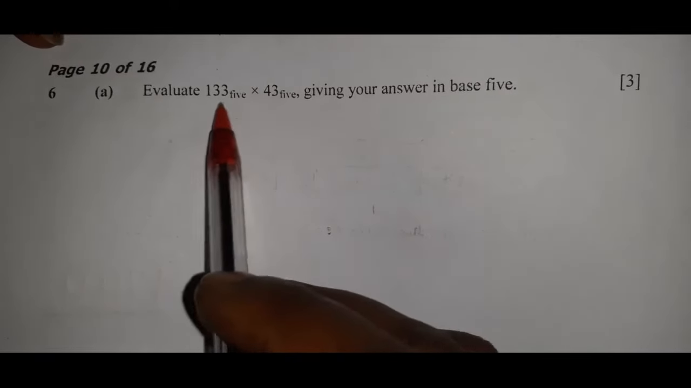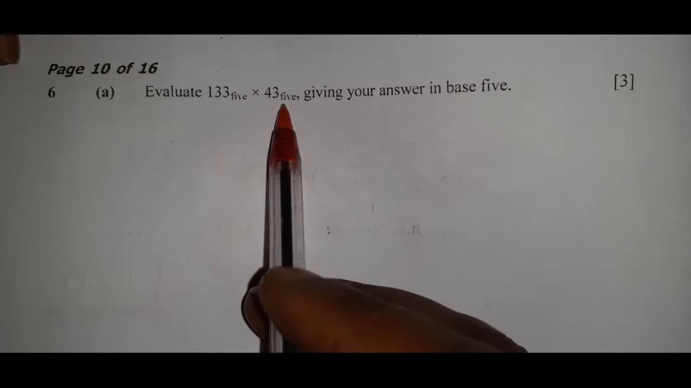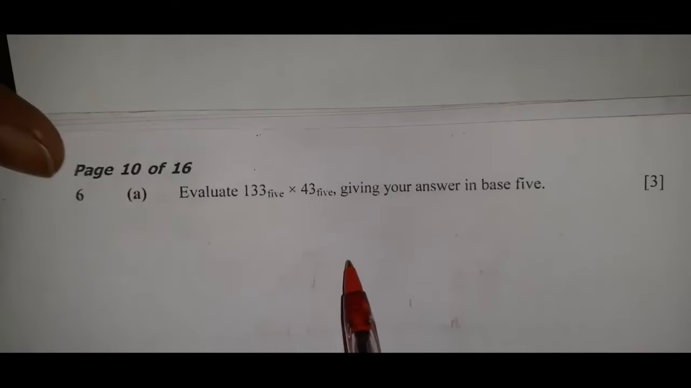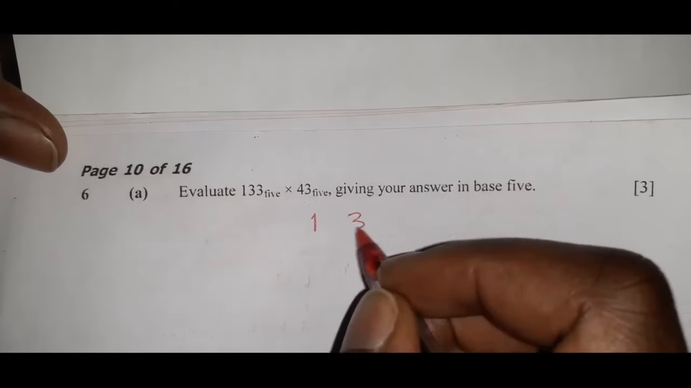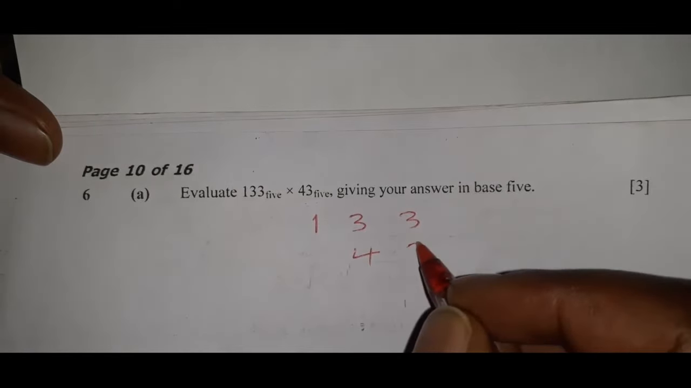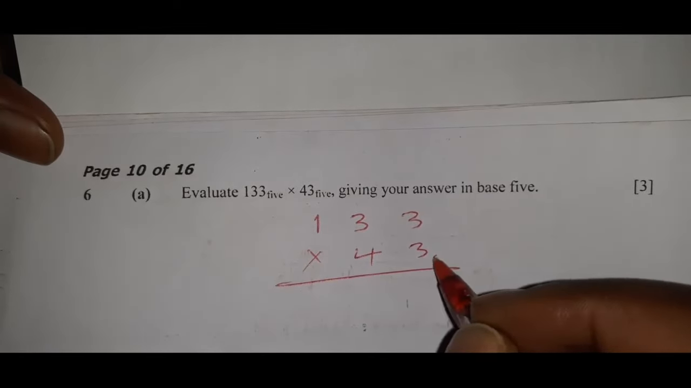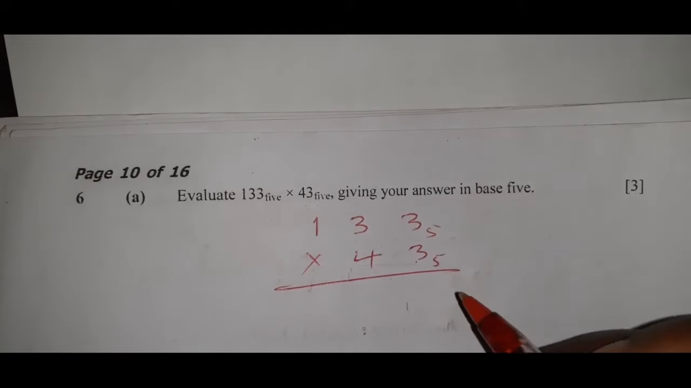Evaluate. We are multiplying these two numbers. They're in base 5, and we need to multiply. Leave the answers in base 5. So we have 1, 3, 3, 4, 3. They are in base 5. So when you multiply this and this, what do you get?